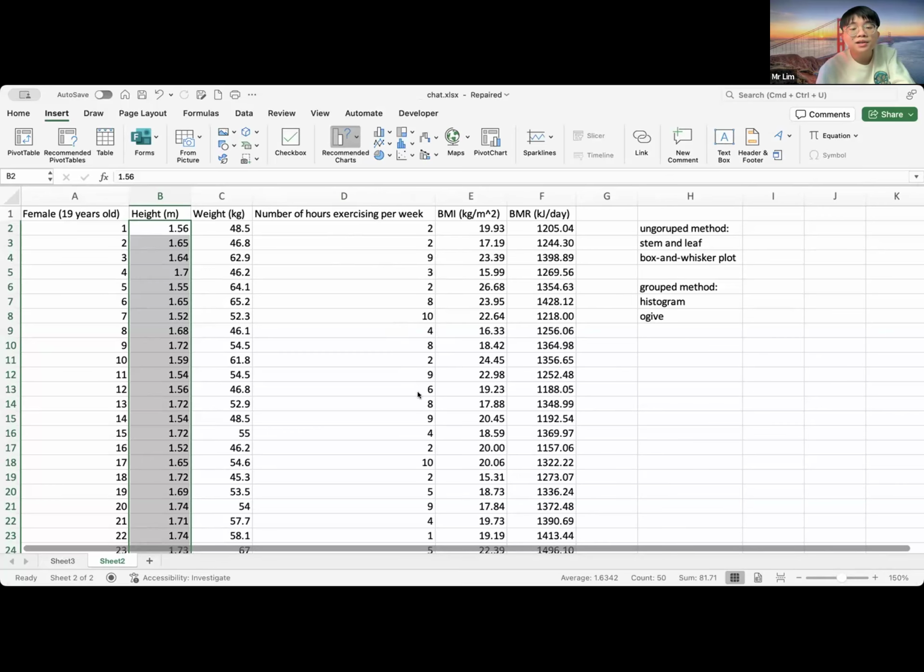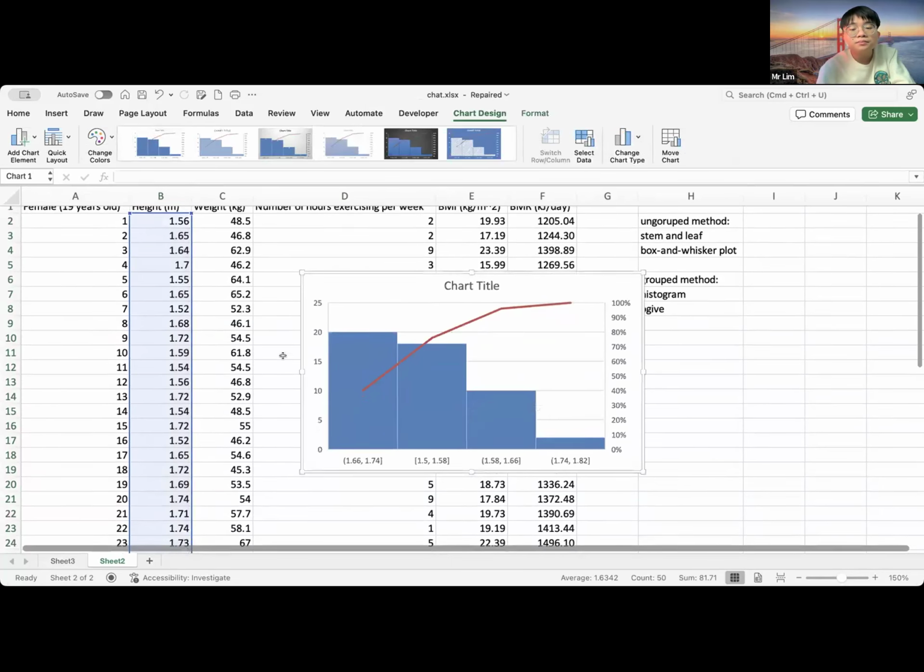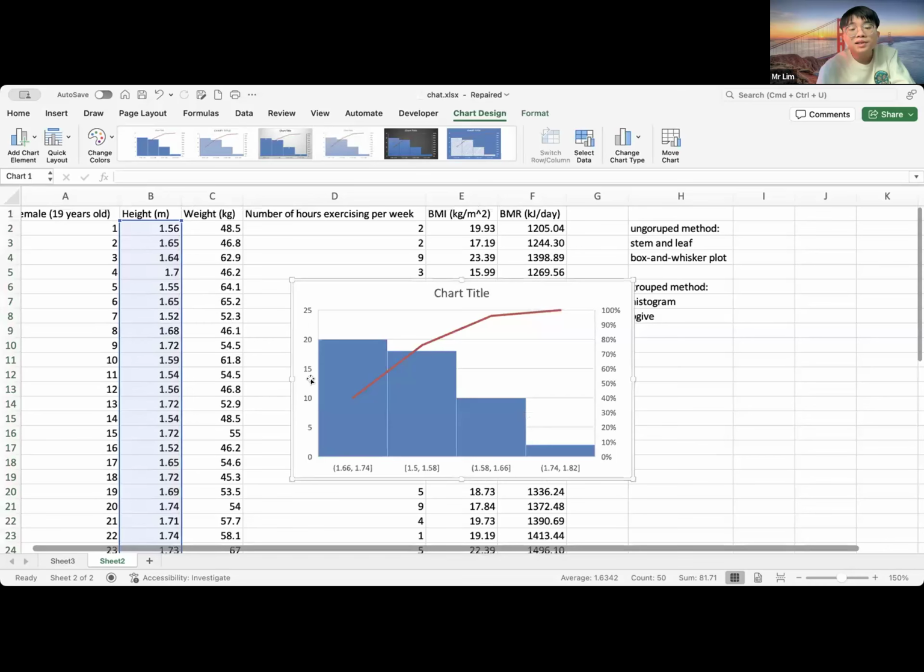Well, what is this? Let's see. This one says 1.66, 1.74, 1.5, 1.58, 1.58, 1.6, 1.74, 1.6. Well, this is what? This is a bar chart, right? I mean, more properly, this is not a bar chart, this is a histogram, right? This is a group data.